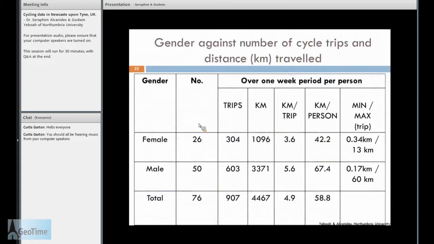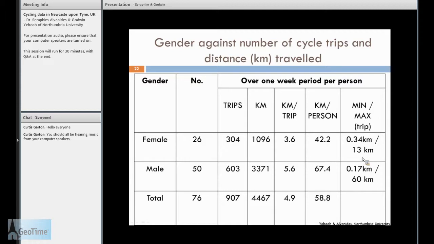Through this process of cleaning the data, Godwin managed to clean 907 cycle trips, based on the definition we gave earlier, with very clear origin and destination, for 76 participants. This is a split by gender, and immediately you can see how we can test the first hypothesis, that women tend to cycle shorter distances compared to men. Here we have the minimum and maximum distances.